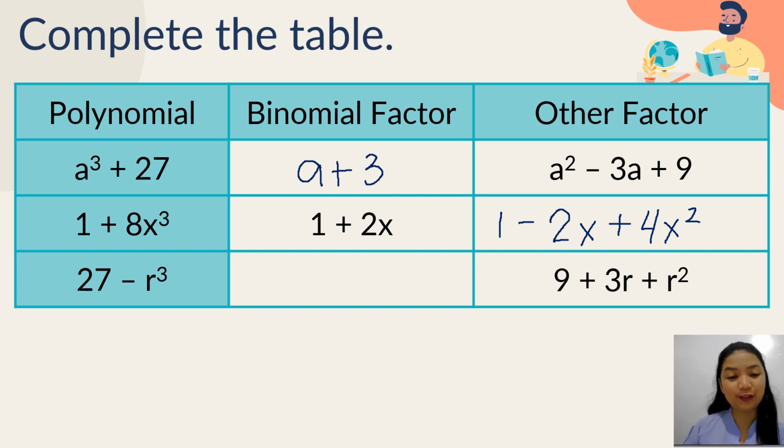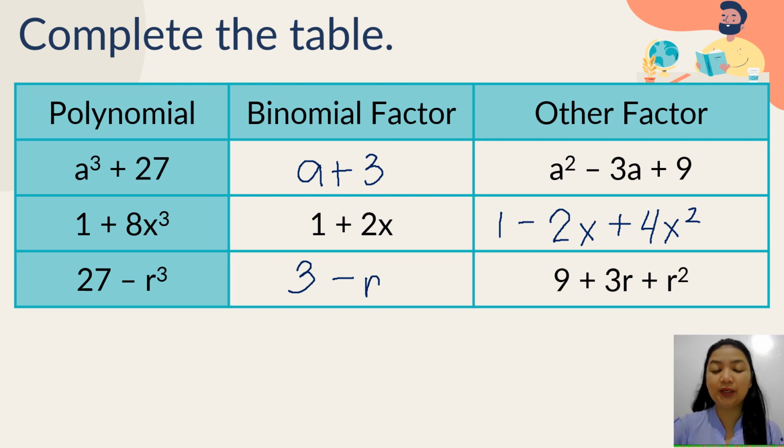How about the third given? We have 27 minus r cubed. So what is the cube root of 27? Yes, the cube root is equal to 3. So we have 3, copy the sign, and then for r cubed, the cube root is r.